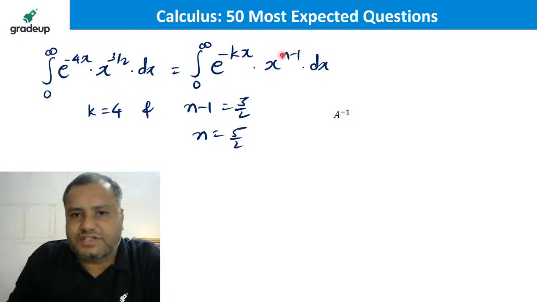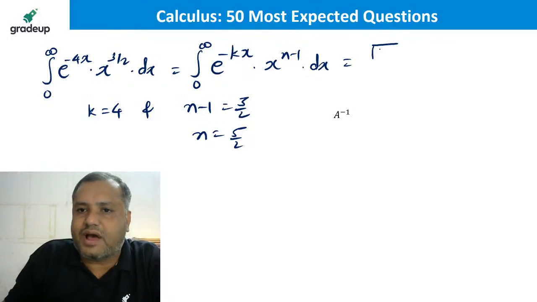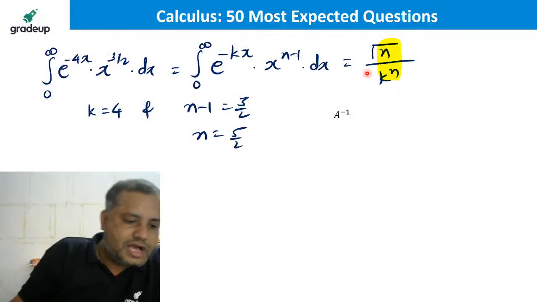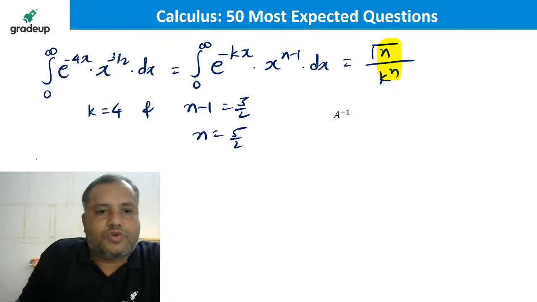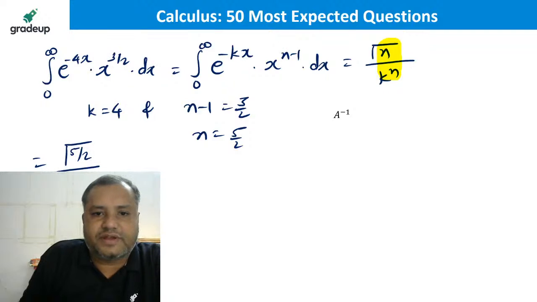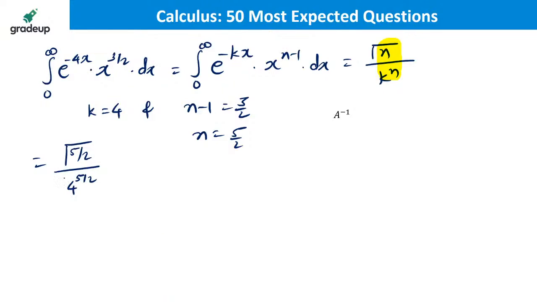So the answer of this integration is nothing but gamma n upon k raised to n. Directly you can follow this rule: gamma n upon k raised to n. So what should be the answer? Sir, answer will be gamma n upon k raised to n, that is 4 raised to n. n is 5 by 2. So if you further solve it, you will get the same answer. Okay. So you have to remember this format: gamma n upon k raised to n.